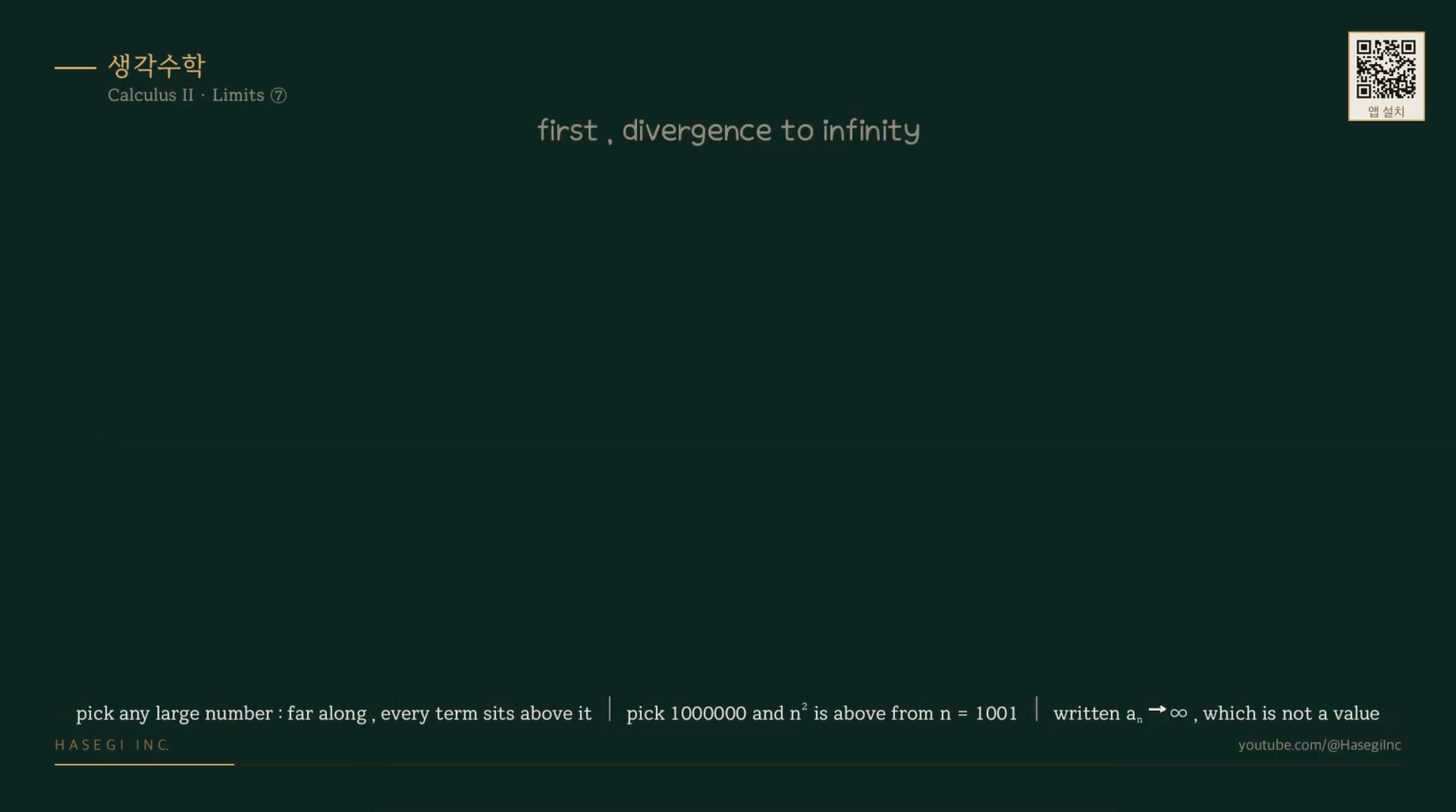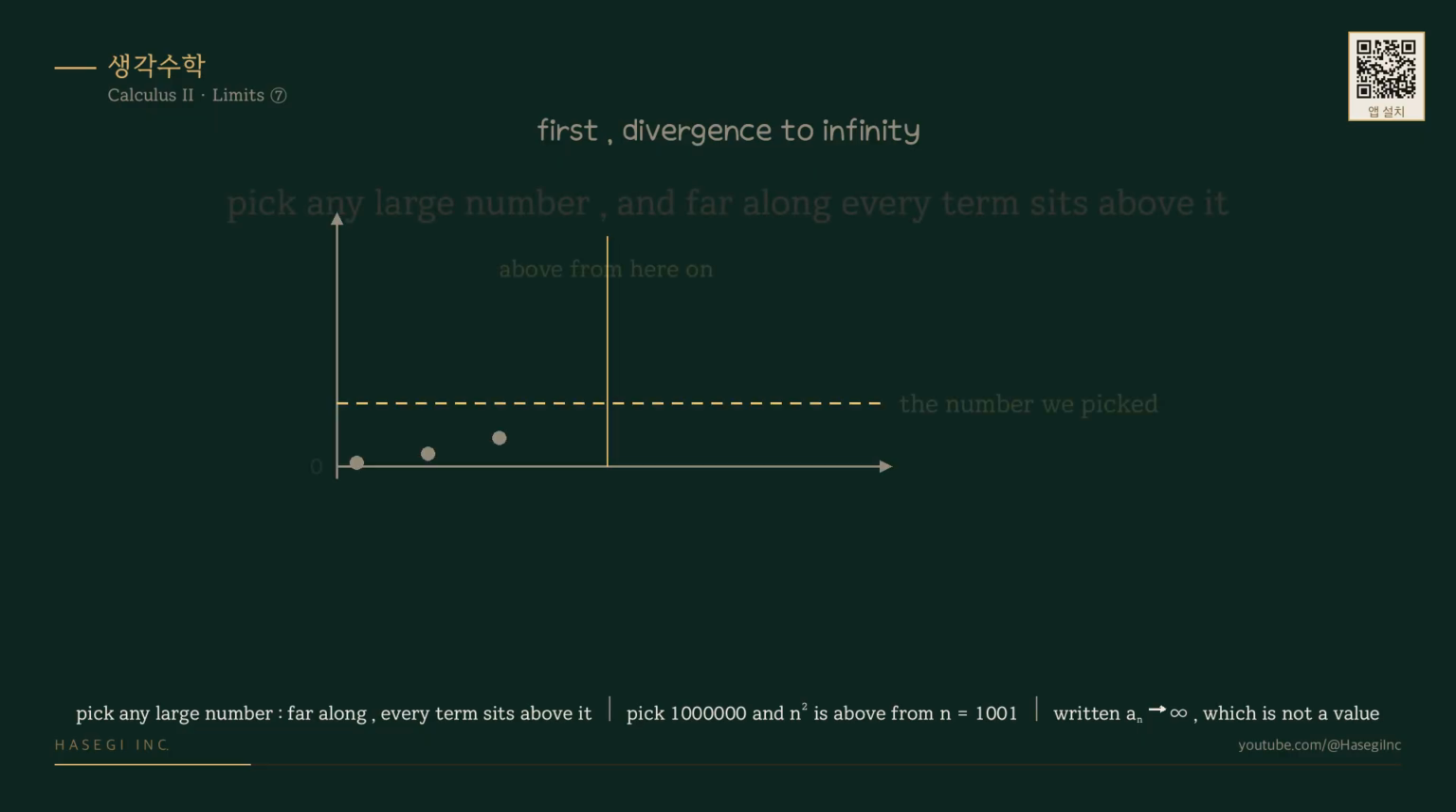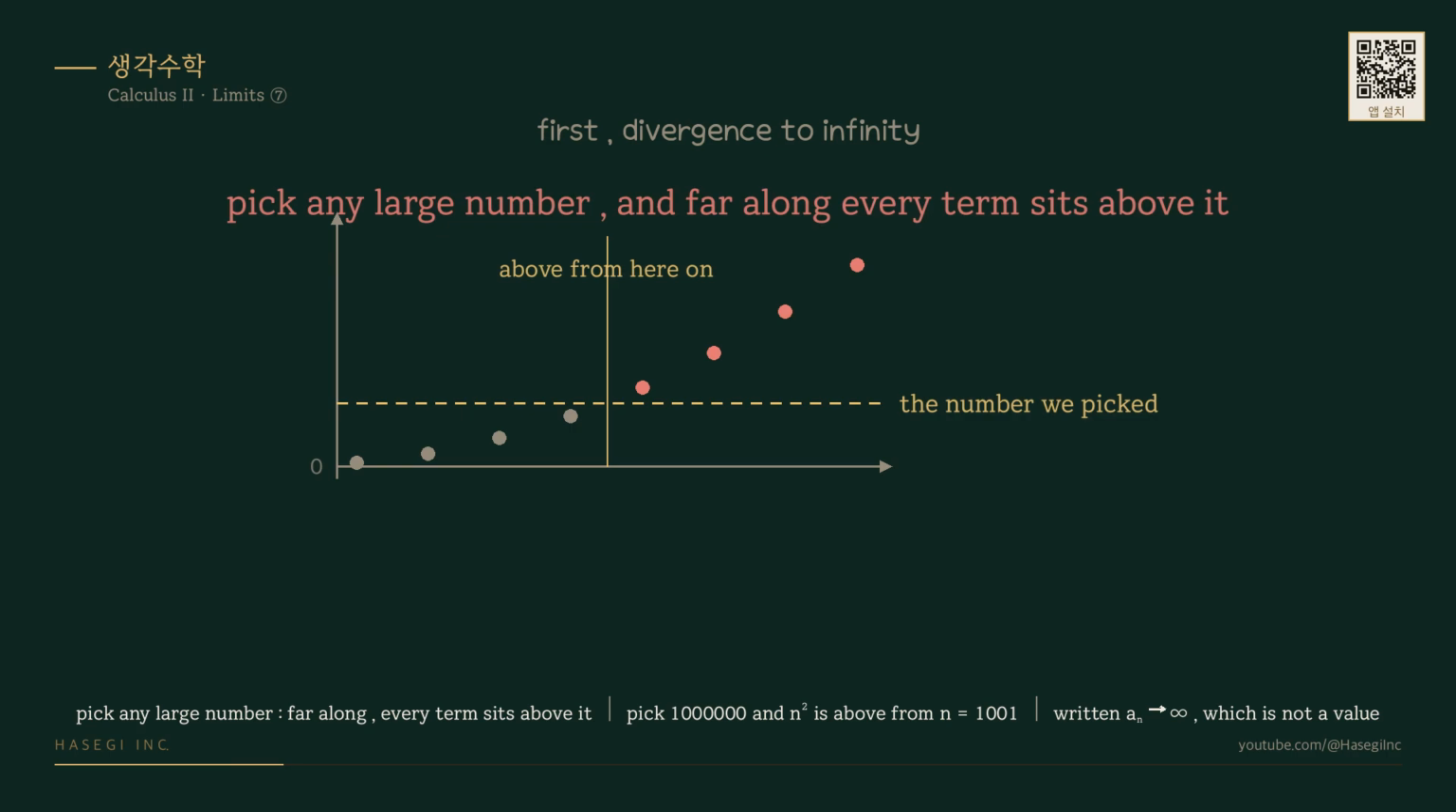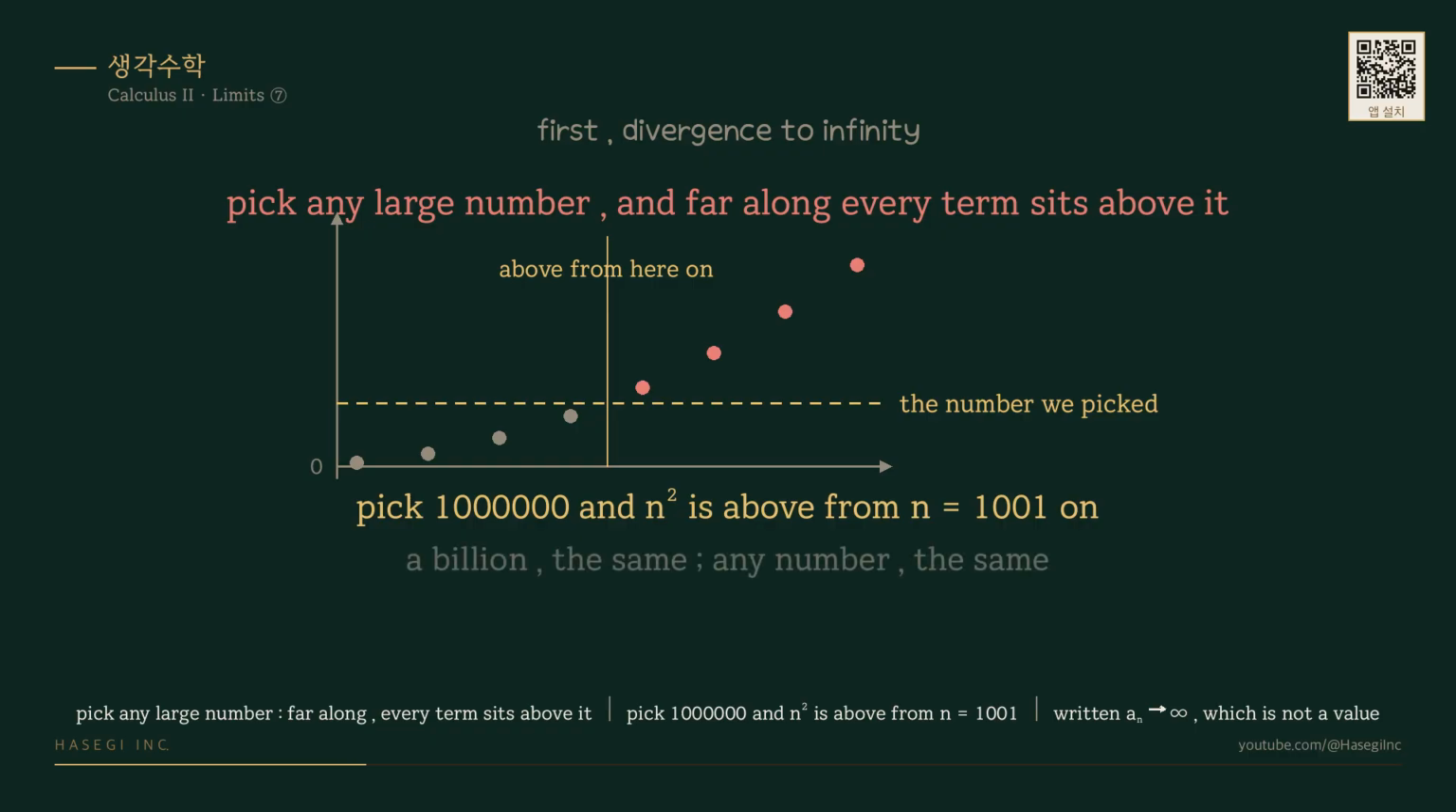First, divergence to infinity. Pick any large number you like, and far enough along every term of the list sits above it. Take 1,000,000. Once n passes 1,000, n squared is above 1,000,000, and it stays above from there on. Take 1,000,000,000, and the same thing happens. Any number you name, the same thing happens. That is what we write with an arrow to infinity. It does not say the value is infinity. It says the list grows without end.